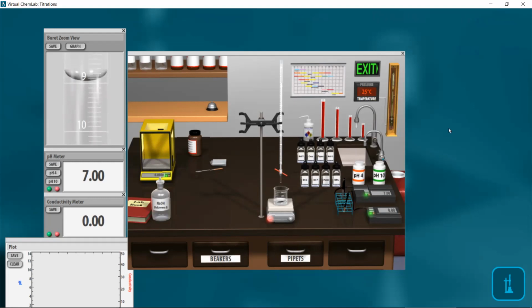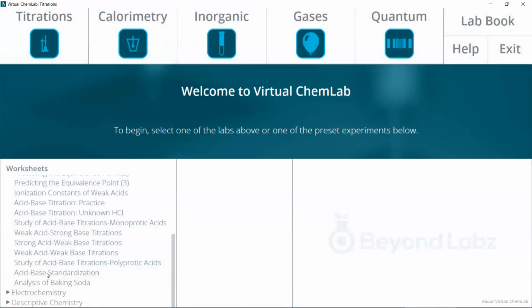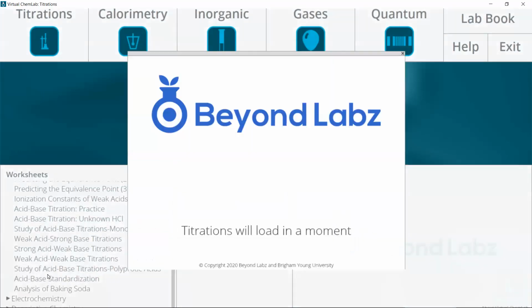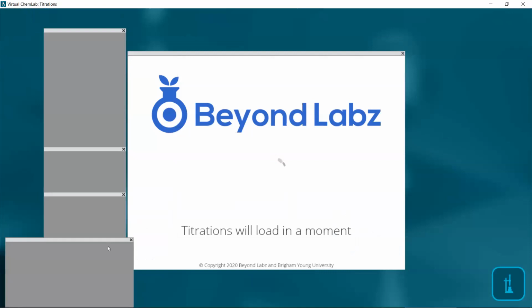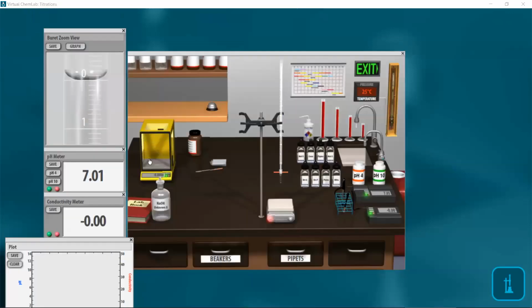Now, first of all, let me exit so it clears everything. Again, click on acid-base standardization. And now here's what you're going to do. This is the actual lab. You take a beaker, open the beaker drawer, click on it. Oh, it's got sound. Put the beaker back here. And in a lab, I would be telling you, make sure you close your drawers because it hurts when you walk into it.